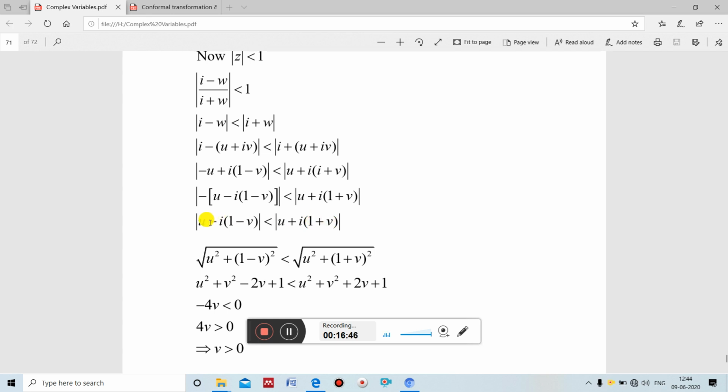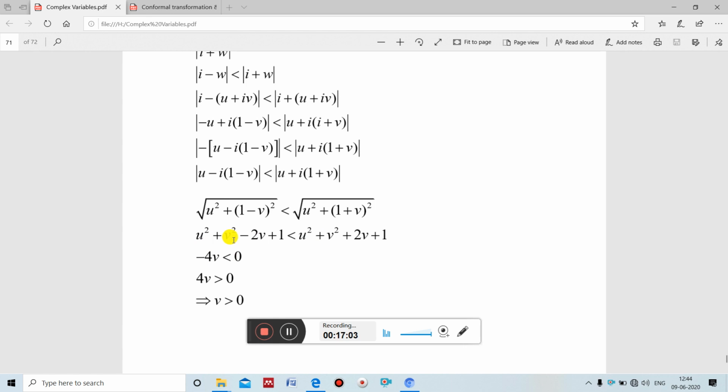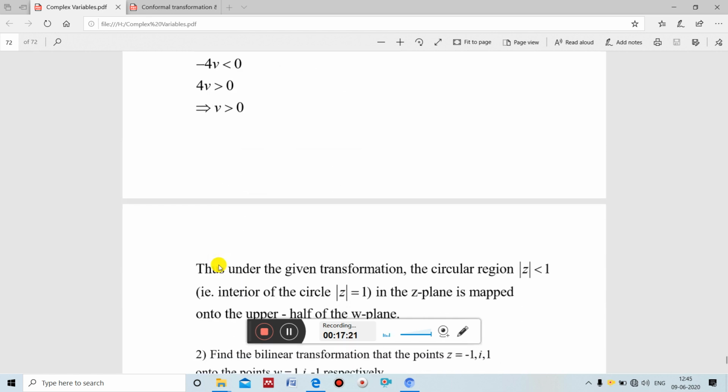Then the mod is there, simplify. If it is of the form mod of x minus iy, we write square root of x square plus y square. Like that we write square root of u square plus 1 minus v whole square, less than square root of u square plus 1 plus v whole square. So on simplification we get u square plus v square minus 2v plus 1 less than u square plus v square plus 2v plus 1. u square cancel, v square cancel, 1 cancel, minus 2v minus 4v less than 0. Because of minus, the inequality will change: 4v is greater than 0, or v is greater than 0.